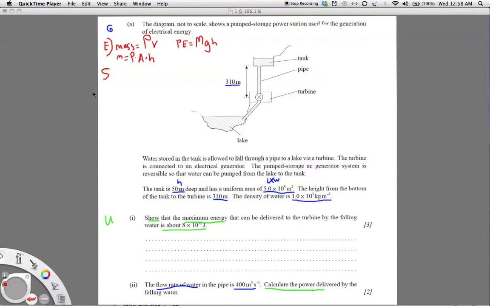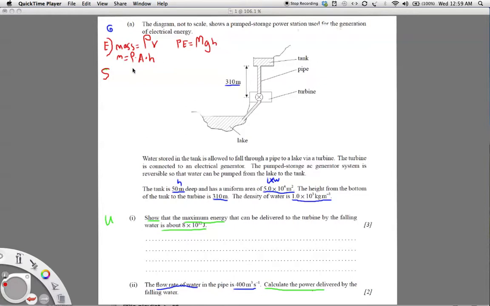All right, so what I did here was I highlighted all of the givens in blue, and the unknown is in green. In this case, what I have to do is convert the volume into mass by taking 50 times 5 times 10 to the fourth and multiplying it by the density. Then I just plug that into PE equals mgh, with g being 10 meters per second squared and h being 310 meters. So let's go ahead and do that.